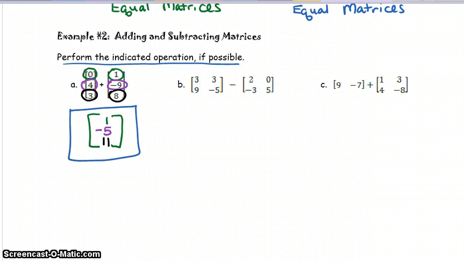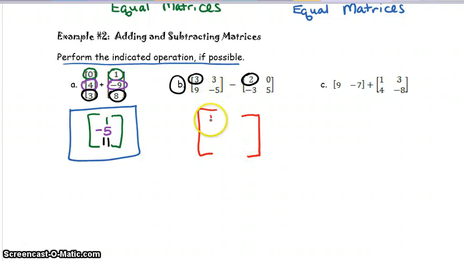It's very simple. Same thing with subtraction. For example, number 2B, we take the row 1, column 1 entry and the row 1, column 1 entry of this second matrix, and we subtract. So our answer is going to be 1 when you subtract those. Same thing with 3 minus 0 is 3. 9 minus -3. Be careful there, because 9 minus -3 is technically the same thing as 9 plus 3. Therefore, that's 12. And then lastly, we get -5 minus 5, which is -10.